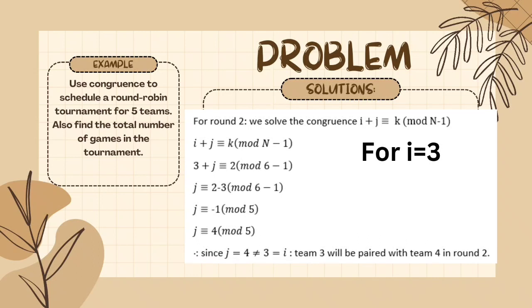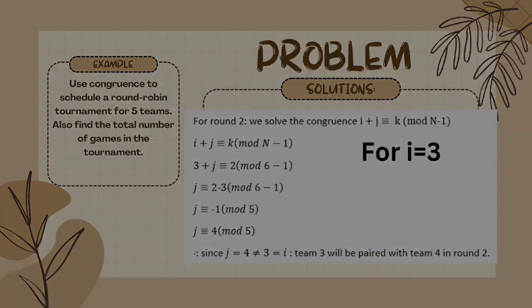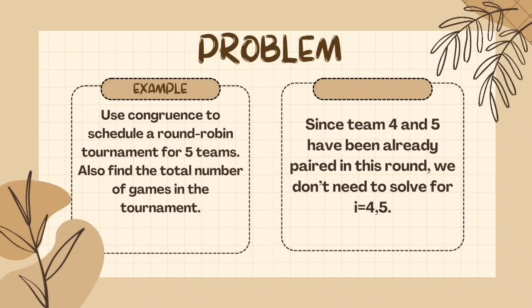And for i equal to 3, we will also do the same thing. Then we get j congruent to negative 1 mod 5. And solving this congruence, we get j congruent to 4 mod 5. So, since j is equal to 4 and not equal to 3, team 3 will play with team 4 in round 2. So, since team 4 and 5 have already been paired in this round, we don't need to solve for i equal to 4 and 5.